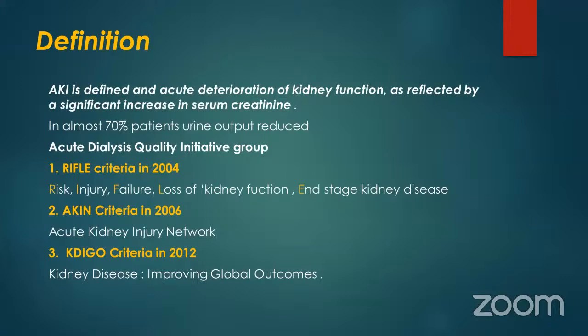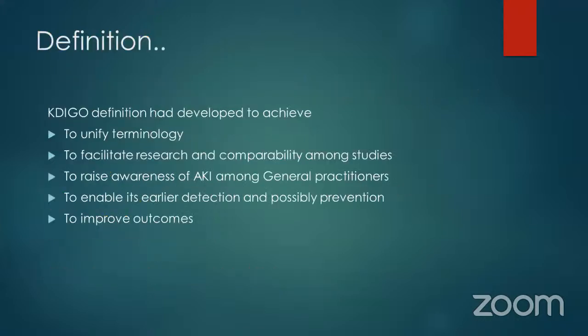Because of some limitations of the RIFLE criteria, which doesn't include early kidney dysfunction, they formulated the AKIN criteria three years later, by the Acute Kidney Injury Network. In 2012, the other group formed another definition that included both RIFLE and AKIN criteria, and came up with Kidney Disease Improving Global Outcomes. The KDIGO criteria are recently followed, and most people now accept these definitions.